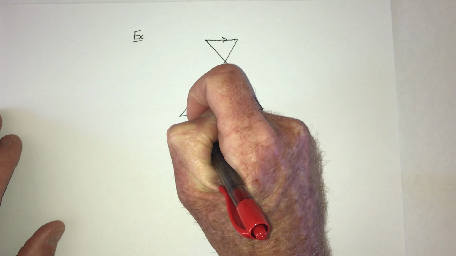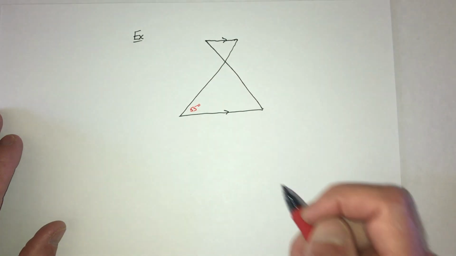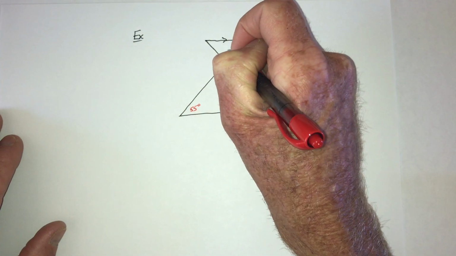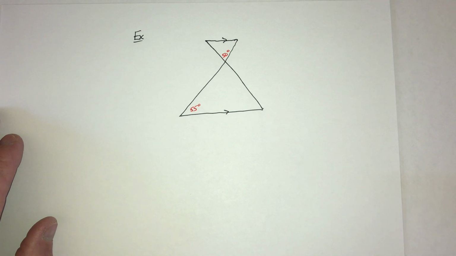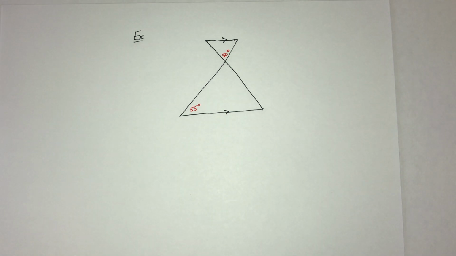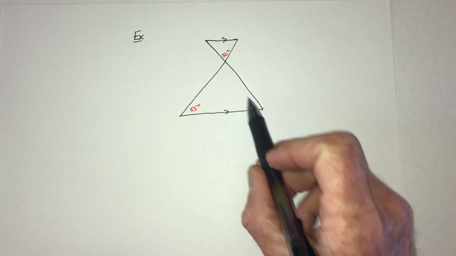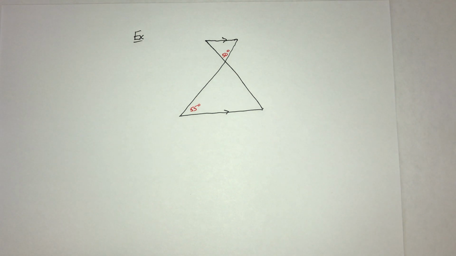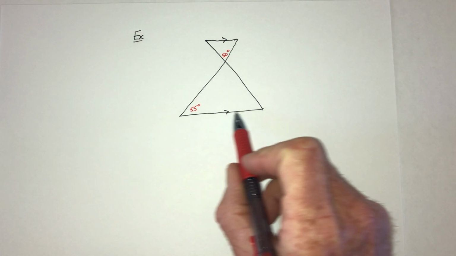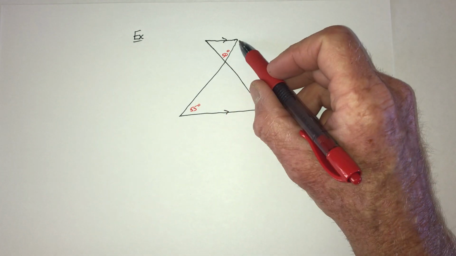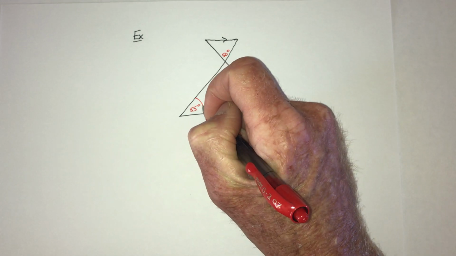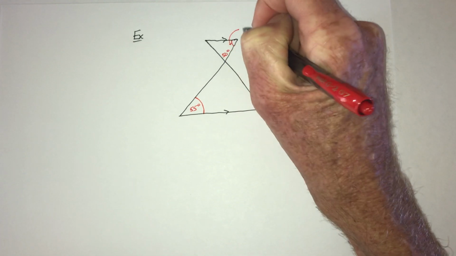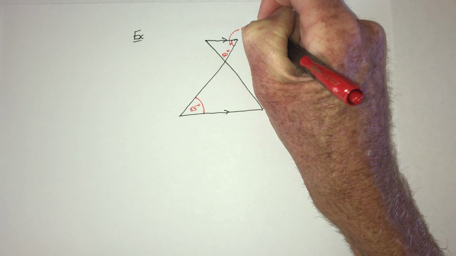Now suppose that this is 55 degrees and this is 50 degrees. Then can you find all of the missing angles? 1, 2, 3, 4. Well, because these lines are parallel and this is a transversal, that means that this angle has to equal this angle. So I don't quite have enough room, but this one is 55 degrees.